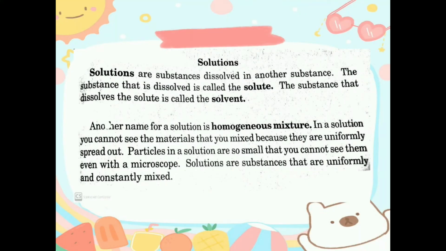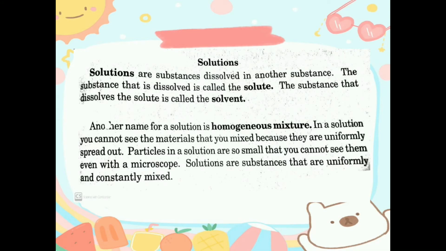So, our solutions are substances dissolved in another substance. The substance that is dissolved is called the solute. The substance that dissolves the solute is called the solvent. Again, the substance that is dissolved is called the solute, and the substance that dissolves the solute is a solvent. And another name for a solution is a homogeneous mixture. So, we have homogeneous and heterogeneous.